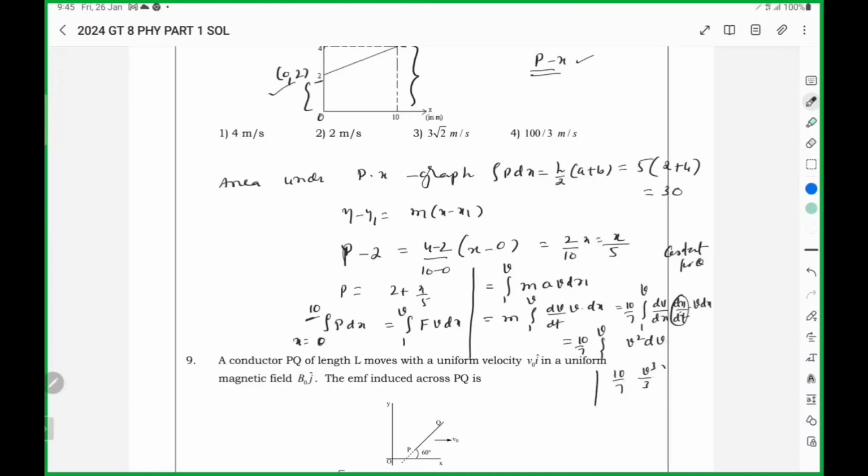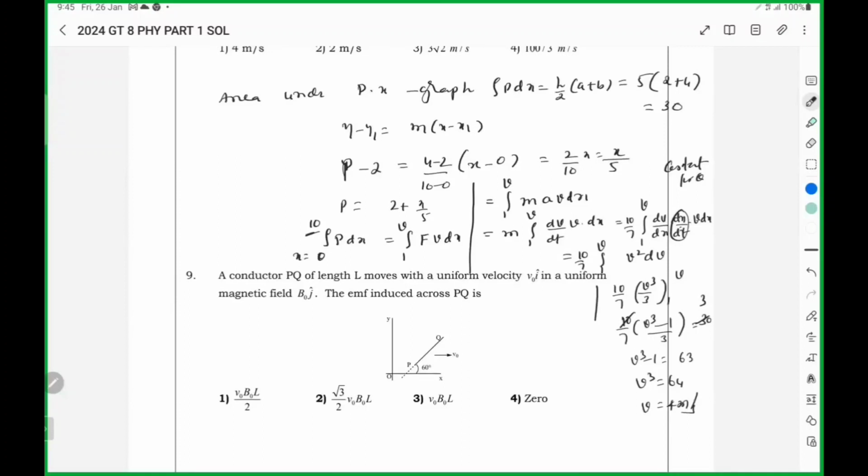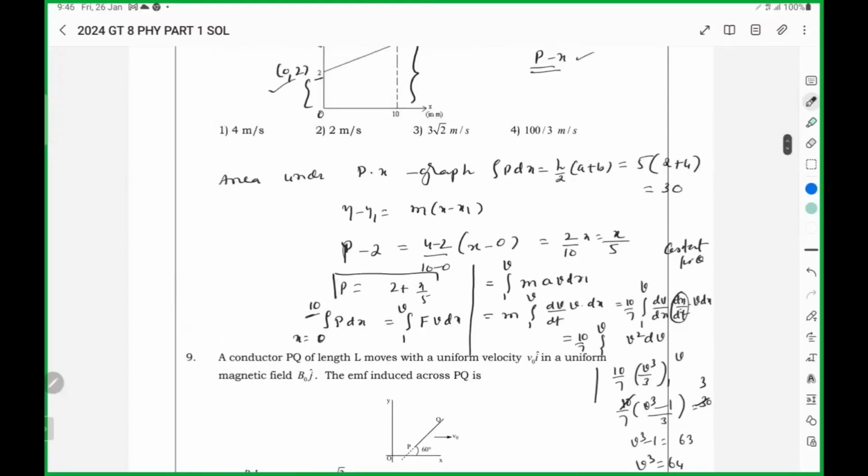V cube by 3 between 1 and V, V cube minus 1 by 3, which is 30. So V cube minus 1 is, so V cube is 64, V is 4 meter per second. Suppose you don't have the trapezium idea, then you can integrate by substituting here. You get the answer as 30.